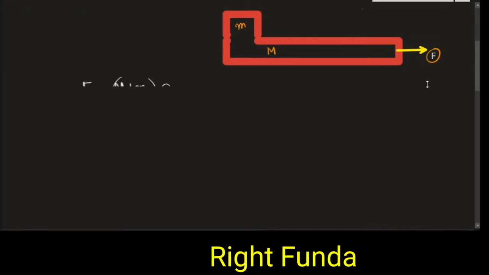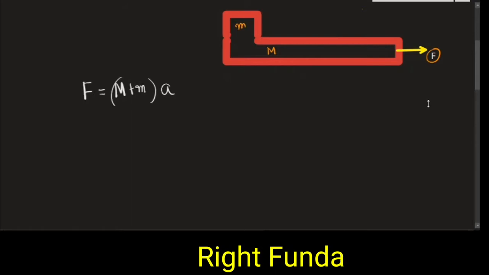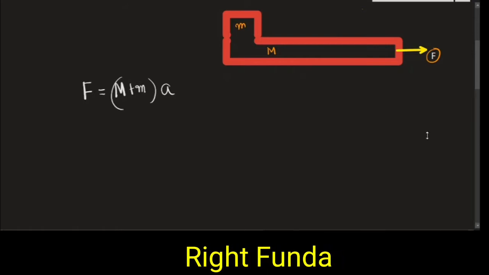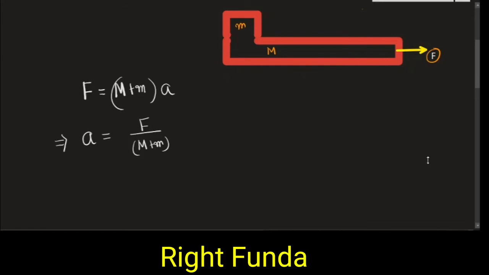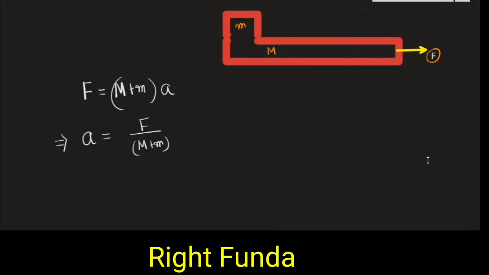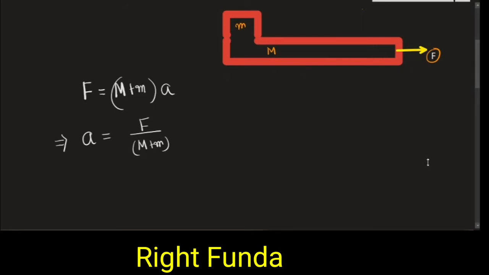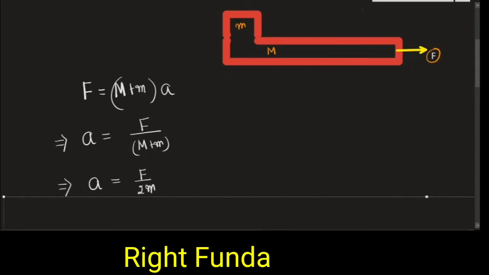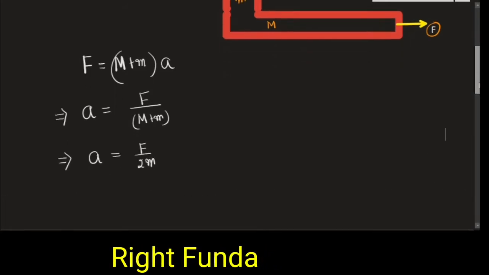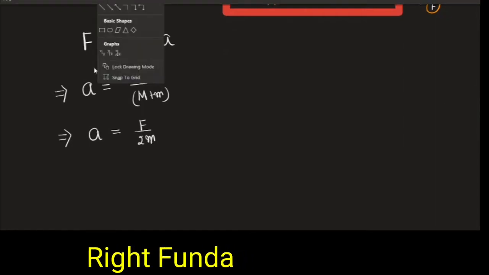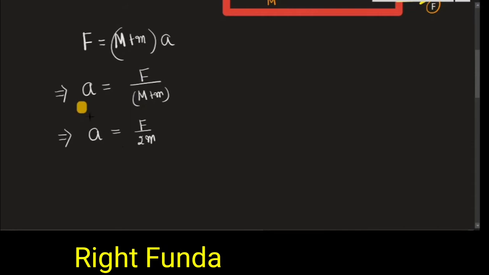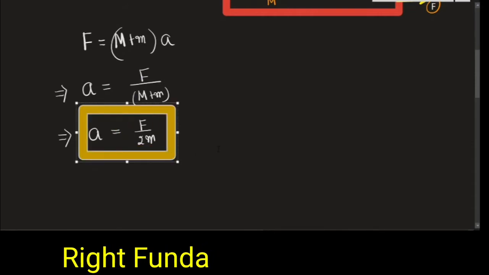So I can write the equation of motion: F is equal to the total mass of the system times acceleration. From there I get the acceleration equal to F by (m plus M). But in this particular question, it is given that small m and capital M are equal. Their masses are equal. So if I substitute and take both the masses to be equal to m, the acceleration of the system of both the blocks comes out to be F by 2m. Okay.